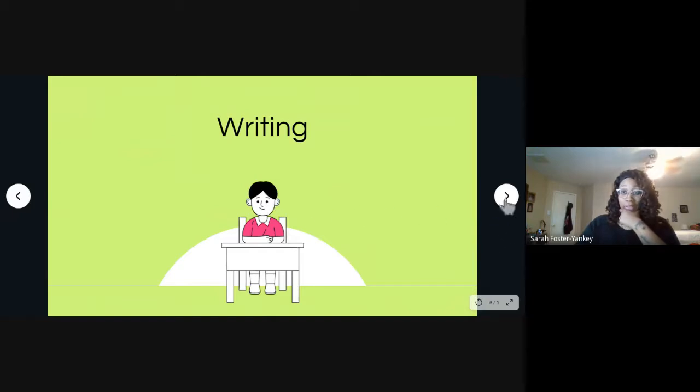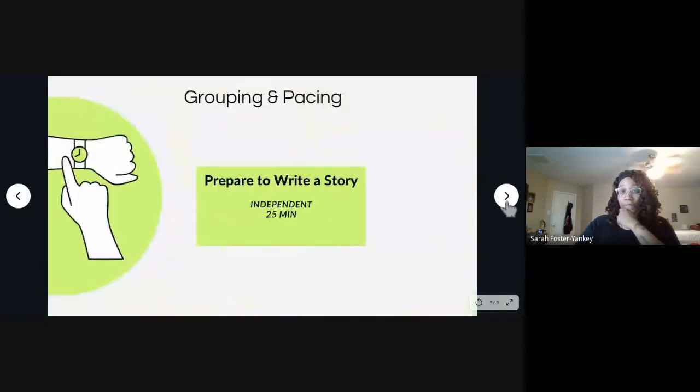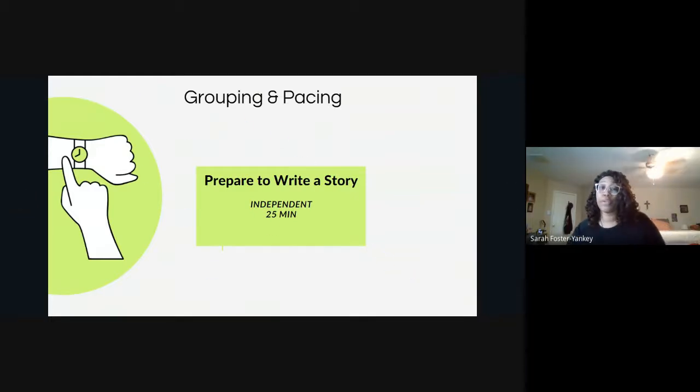All right, so let's move on to writing. There is one part to this component. Students are going to be independently preparing to write a story. They're going to be working on that for 25 minutes. The teacher begins the lesson with a check for understanding.